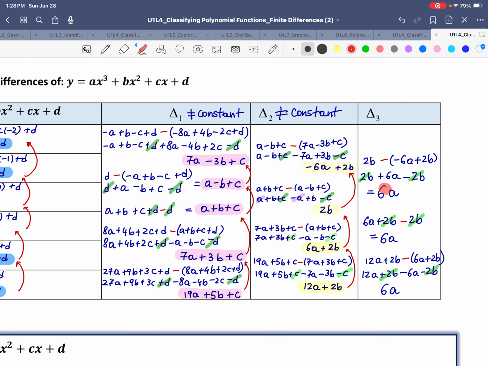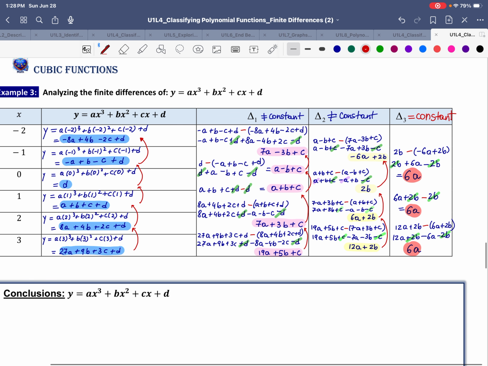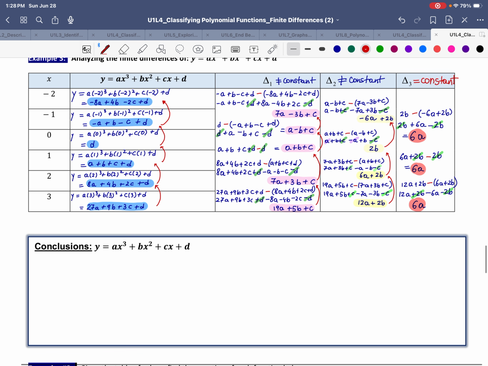We got 6a, 6a, 6a. They're all constant, they're all the same, so we're going to say that delta 3 is constant. And delta 3 is constant thanks to the fact that this is a third degree polynomial function. So conclusion number 1 that we will be drawing here is that in polynomial functions of third degree, delta 3 is constant, and that is related to the fact that this is a third degree polynomial function.